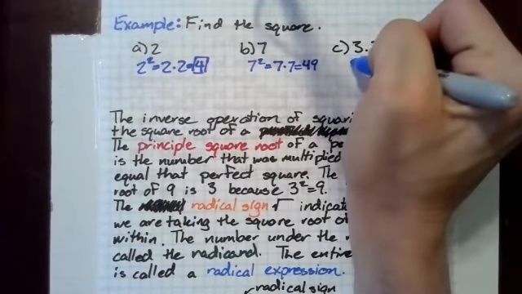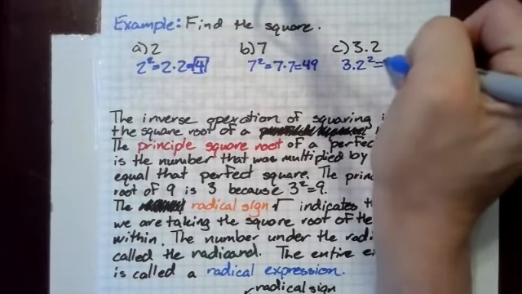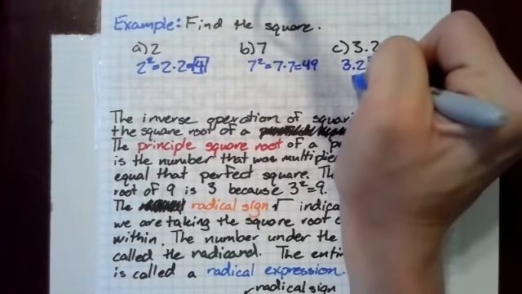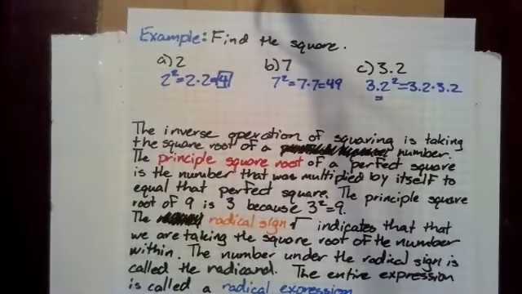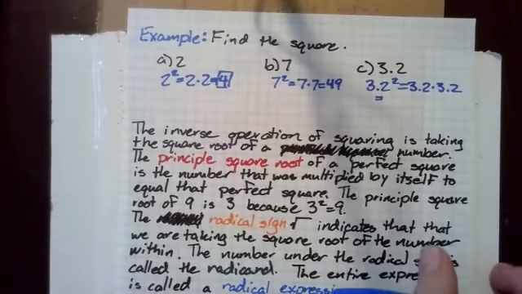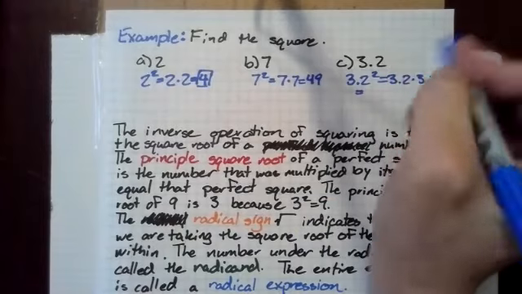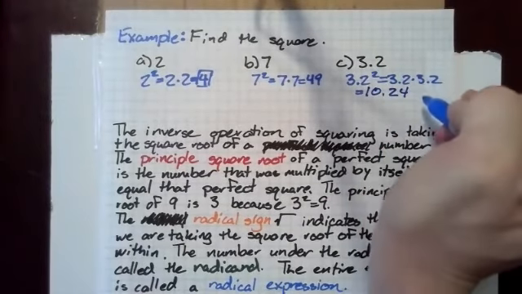3.2 squared is a little more complicated. That's still 3.2 times 3.2, but we may not know off the top of our heads how to solve this problem. I will tell you now that you can use your calculators to answer questions like this if you need to. However, I know that this is 10.24.